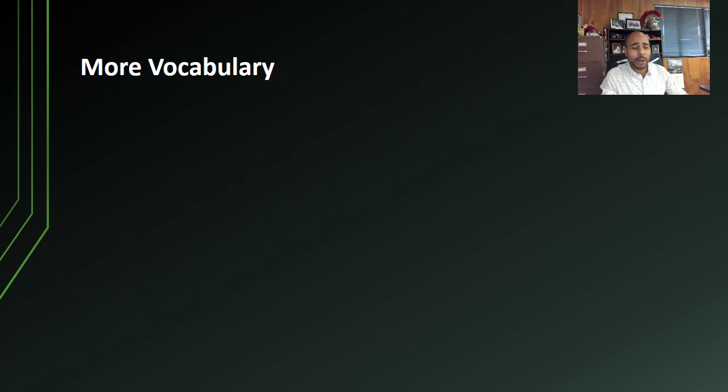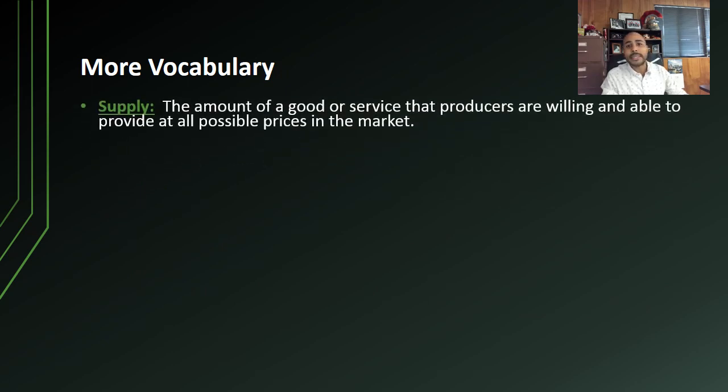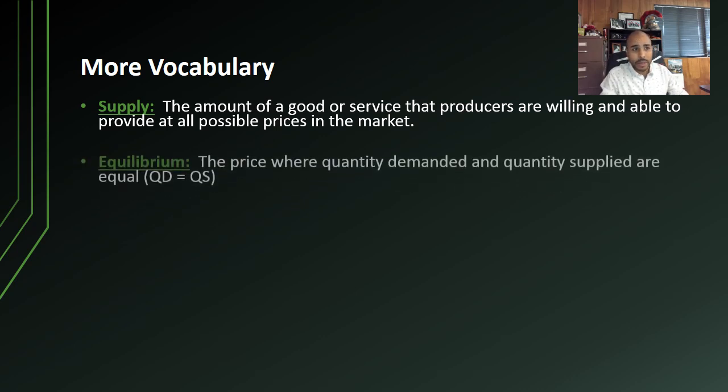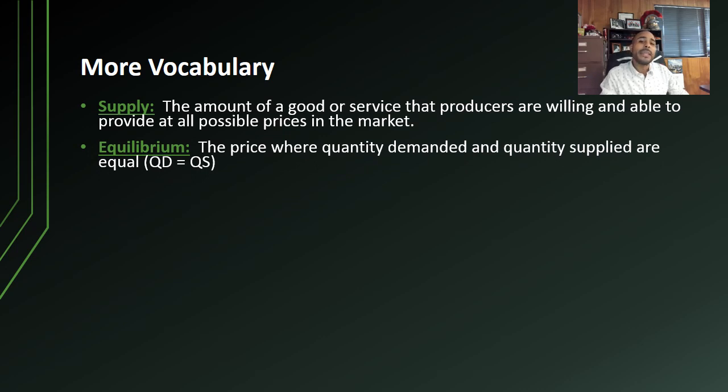A little bit more vocabulary for us here. So the next word is supply. Pretty basic. It's kind of like demand. Supply means the amount of a good or a service that producers are willing and able to provide at all possible prices in the market. Now, equilibrium is that magical spot when we put our supply and demand curves together where the two curves intersect. Equilibrium is defined as the price where our quantity demanded and our quantity supplied are equal.